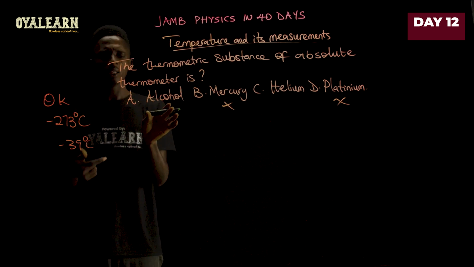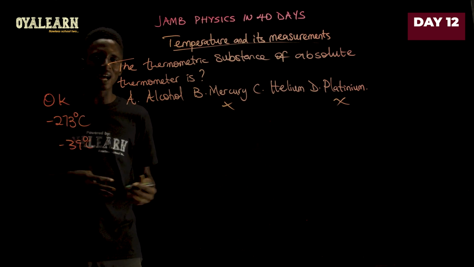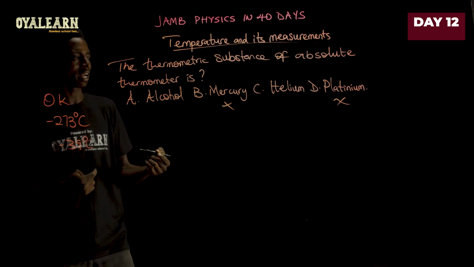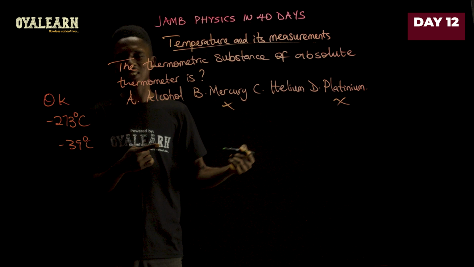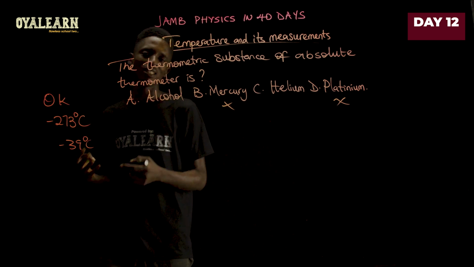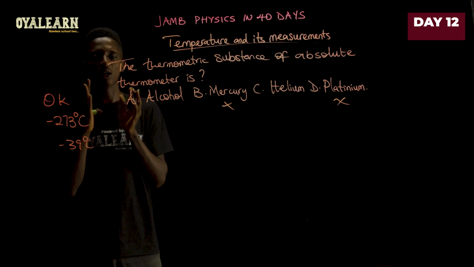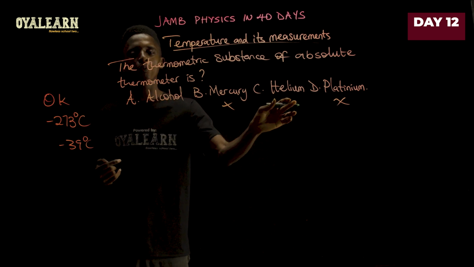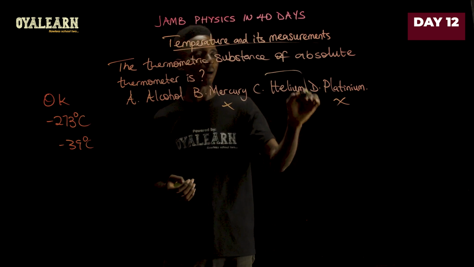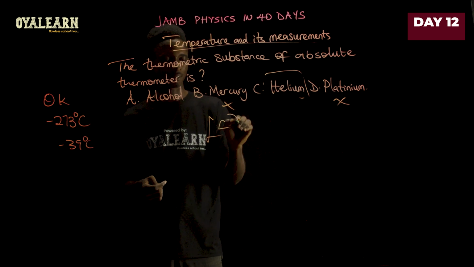Now, alcohol itself should be able to work, but the problem with alcohol is that it does not expand at the same rate as you would expect with helium. Helium behaves better as an ideal gas. It's a noble gas, so it has the property of an ideal gas. Following the gas laws for constant volume, helium will work very well. So use a gas thermometer with helium as its thermometric substance. So we use option C.